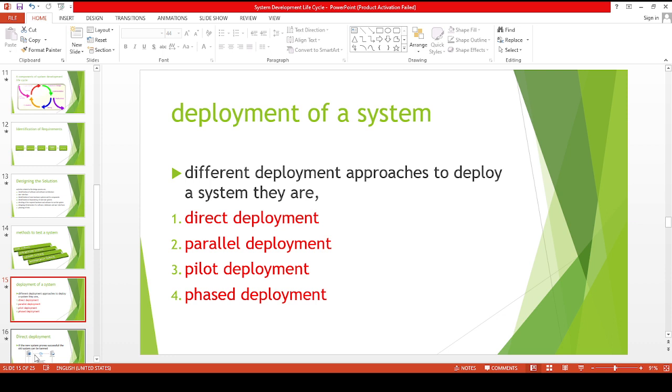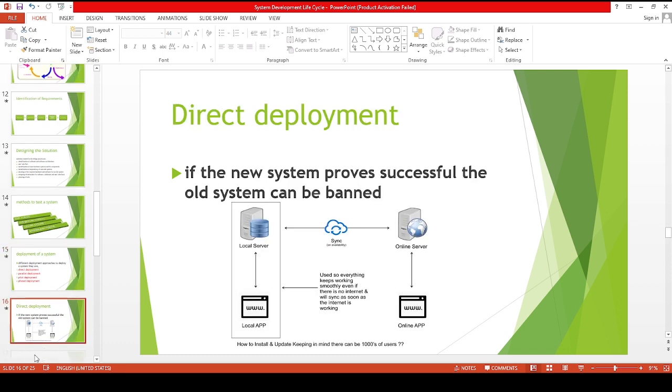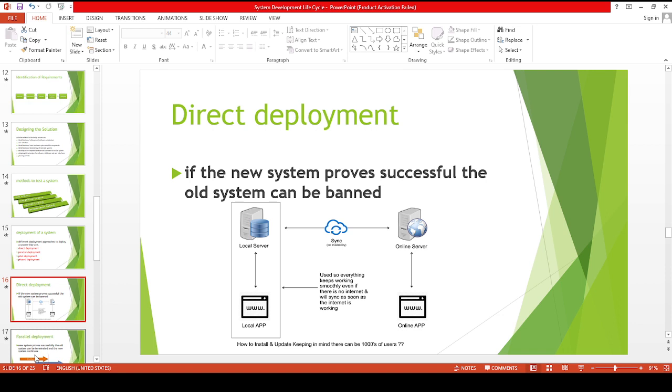Different deployment approaches to deploy a system. They are direct deployment, parallel deployment, pilot deployment, phase deployment. Direct deployment. What is direct deployment? If the new system proves successful, the old system can be banned.